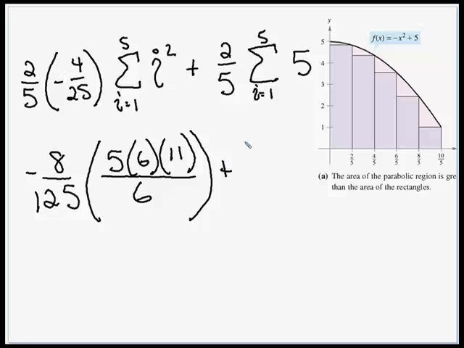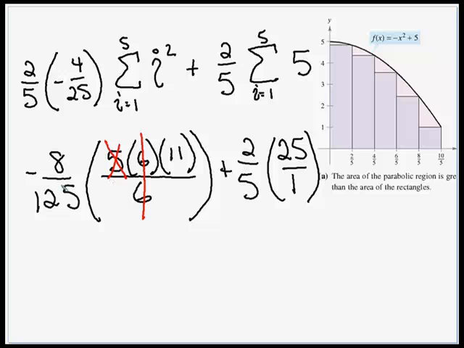plus 2/5. And then remember, the summation for just a number, we multiply n times the number in front that we're summing. 5 times 5 is 25. And I'm going to put that over 1 because we're going to see some stuff cancel here. I guess I didn't have to break that apart. Right here we can see the 6's will cancel. The 5 into the 125, that'll cancel the 5 out, and this will be reduced down to 25.